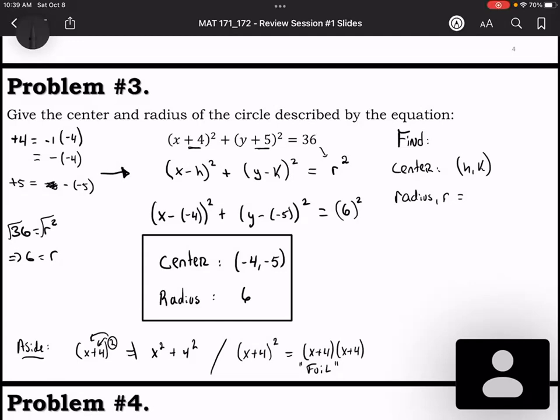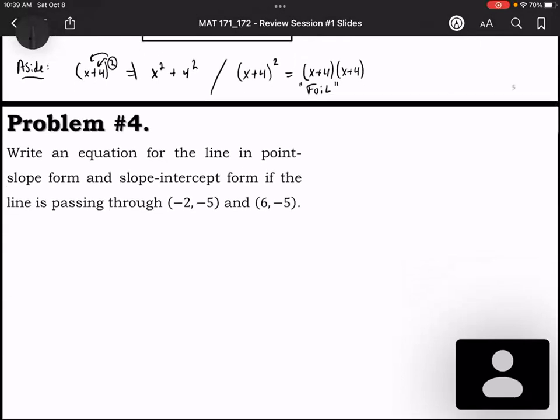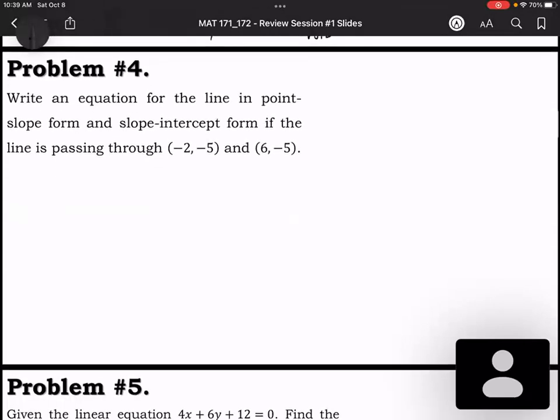Okay, so the second part is a little lengthy. All right, so here goes. Problem number 4 states, write an equation for the line in point slope form and slope-intercept form if the line is passing through a pair of points. So we have -2, -5, and 6, -5.